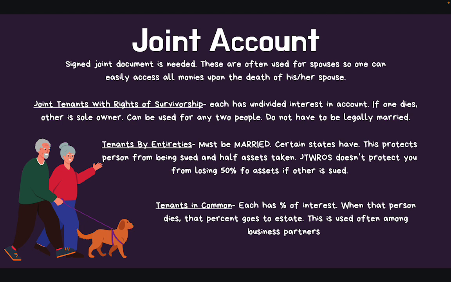Tenants in common. Okay, in this case, each has a percentage of interest, and when that person dies, that percentage goes to their estate. And this is often used among business partners as well. So both of these, joint tenants with rights of survivorship and tenants in common, don't have to be legally married. And again, tenants in common each has a percent of interest. When the person dies, the percent goes to their estate. Cool.